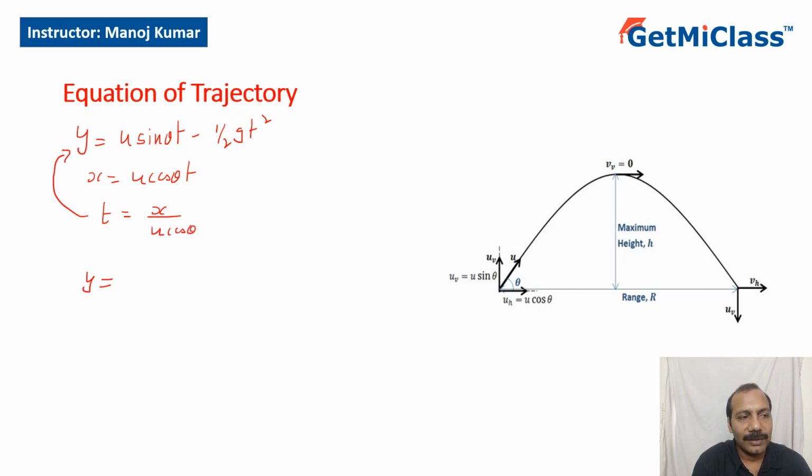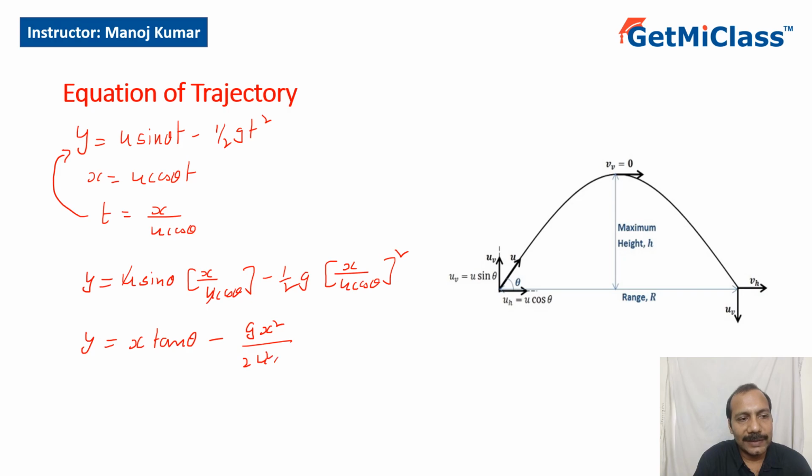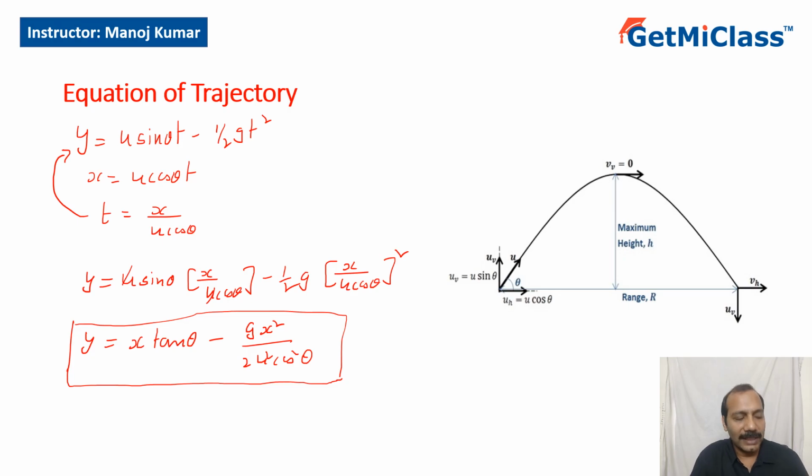So I'll get y equal to u sin theta into x by u cos theta minus half g into x by u cos theta whole square. So u cancels off. I'll get y equal to x tan theta minus g x square by 2 u square cos square theta. This is the equation of trajectory. Now, one of the things that we can directly derive from equation of trajectory is that the coefficient of x gives us tan theta. So if I know the coefficient of x, I can find tan of the angle of projection.